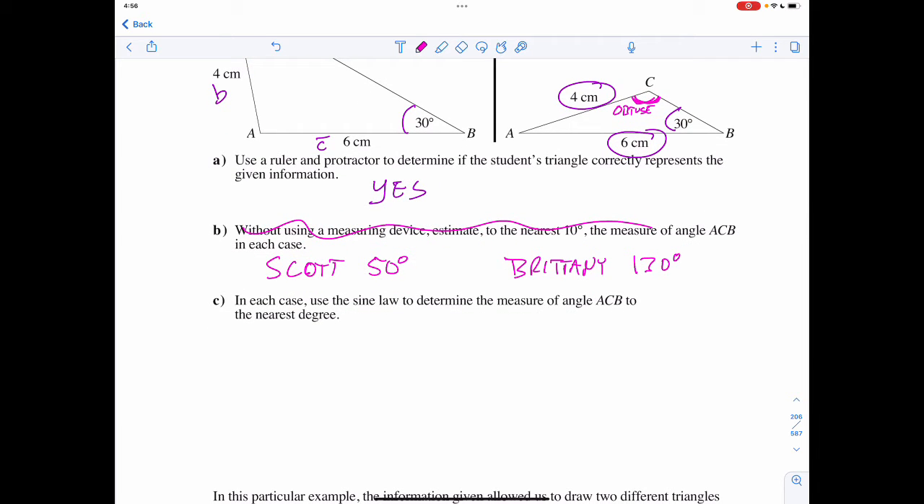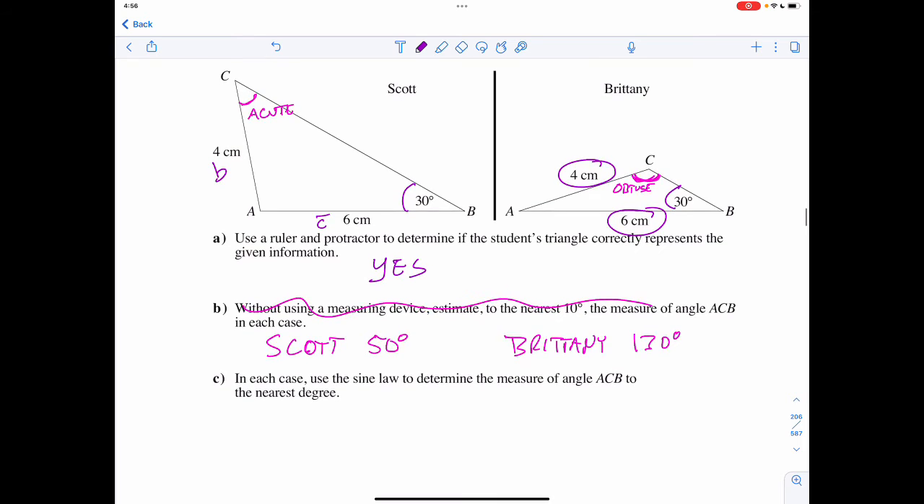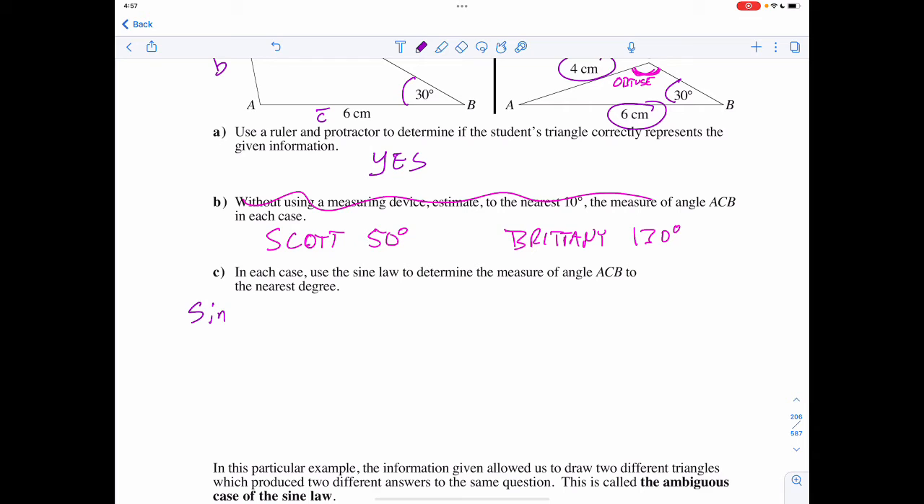So, it says, in each case, use a sine law to determine the measure of the angle. Well, for Scott's, if he's trying to solve for what angle C is, then sine of C is equal to c sine B over side length b, where sine of C is equal to 6 sine 30 all over 4. Sine of C would equal 0.75. And when I take sine to the negative 1, angle C is going to equal approximately 49 degrees.